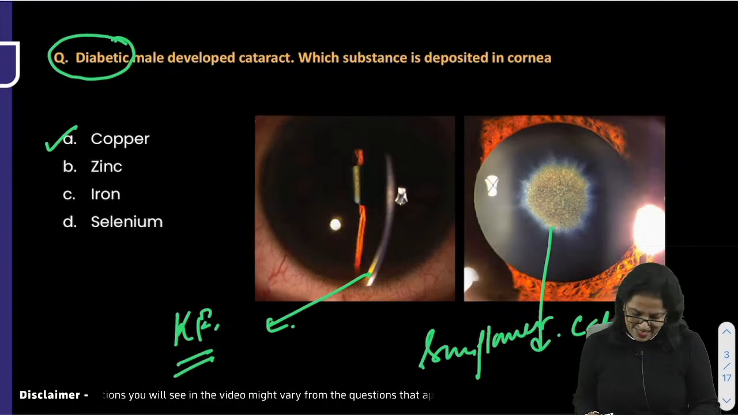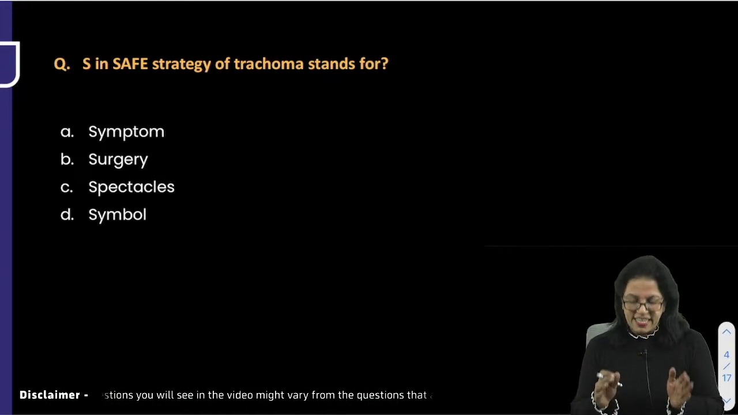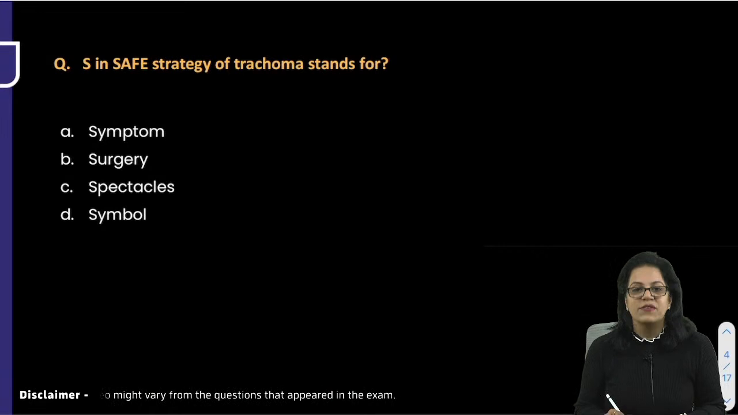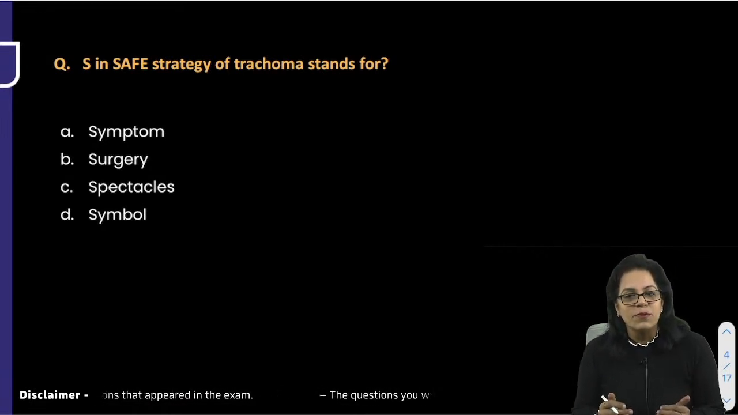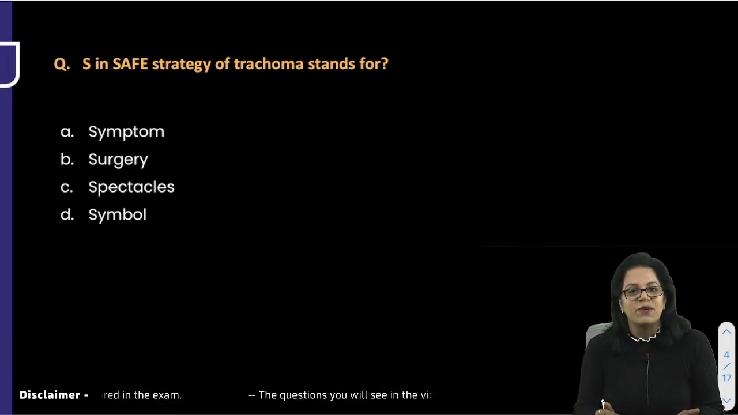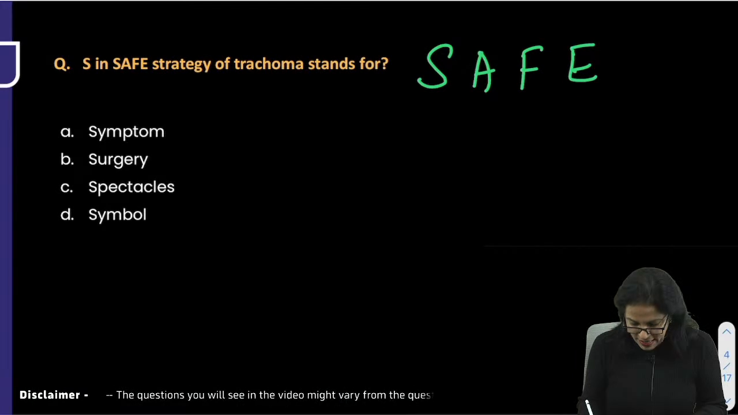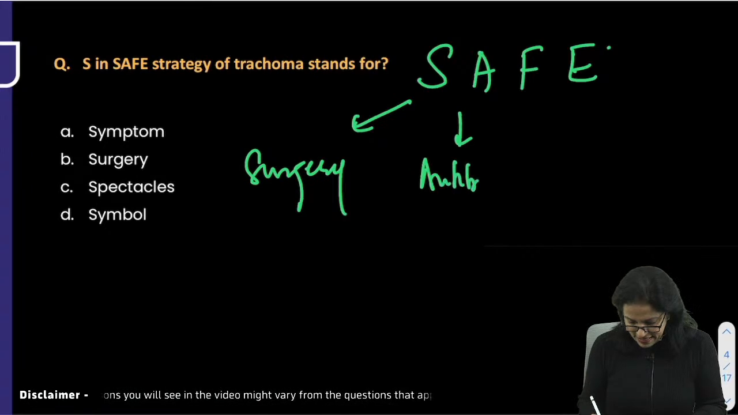Yes, we will. Okay. So the next we talk about is your second question, S in SAFE strategy of the trachoma. I think this is a very simple question. Everybody remembers what was SAFE strategy? It is a WHO program to control trachoma in a community. What S stands for is surgery, A is antibiotics, right? This is surgery, this is antibiotics, right?